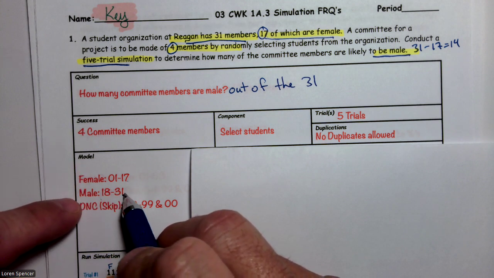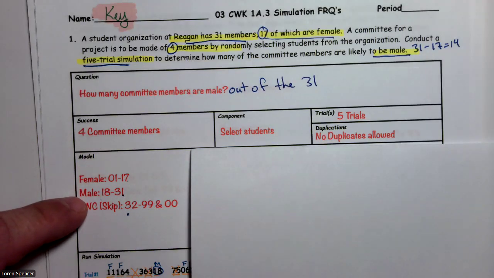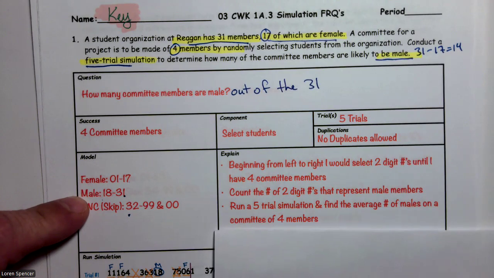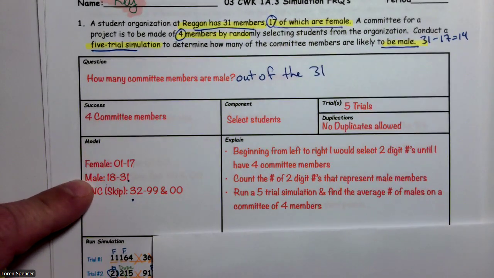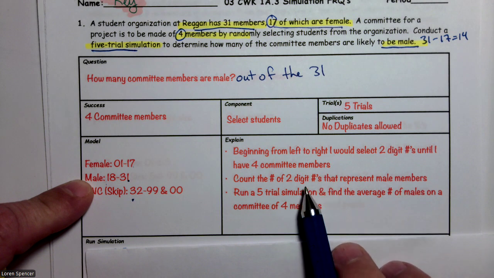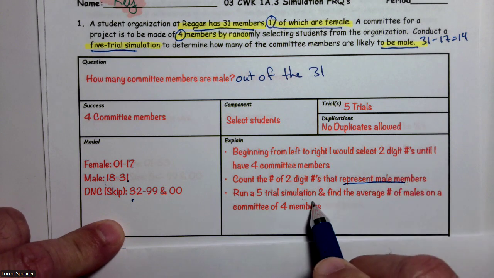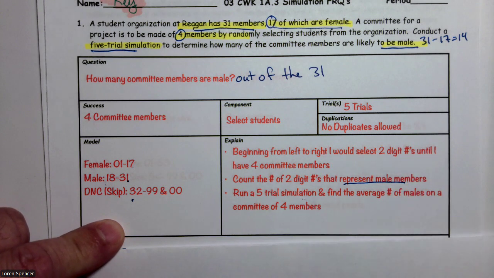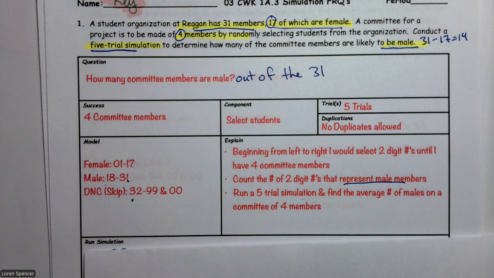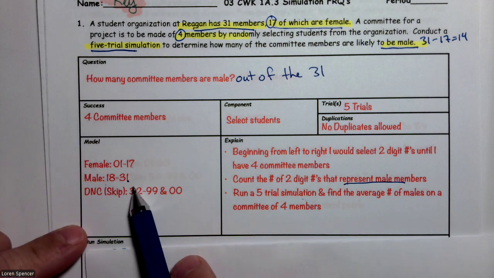At the end, we're going to count up to go, okay, out of the 4 committee members that we selected, how many are male? So beginning from left to right, I would select 2-digit numbers until I have 4 committee members. Count the number of 2-digit numbers that represent male, because that's what we care about. Run a 5 trial simulation and find the average number of males on the committee of 4 members.